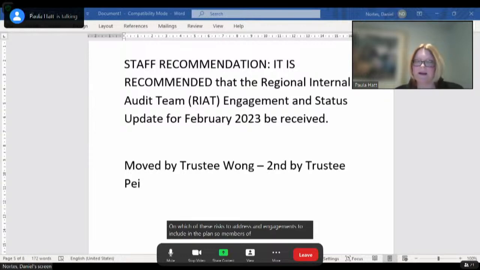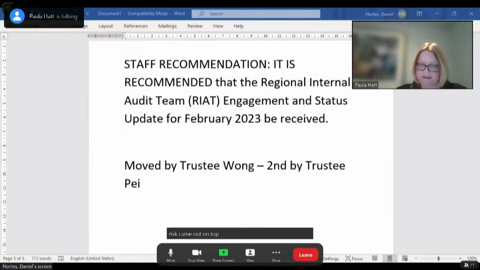So members of these committees were asked to rank each of those 7 potential engagements from highest to lowest priority. And the responses were tabulated and the results are on the top of page 43. 1 risk came out on top, 2 were tied for second, 3 for third, and the last was ranked 4th. So based on this feedback, we've proposed to include engagements in the audit plan to address the 3 risks that were ranked as 1 and 2. Those were complaints management, incident handling training, and student achievement.